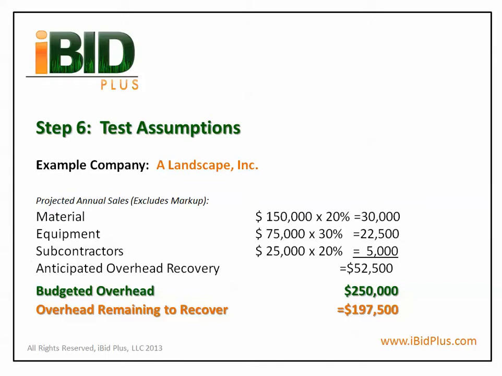Remember, we selected 20% as an overhead recovery markup for material. Thus, by calculating $150,000 times 20%, we arrive at $30,000. We do this for similar items. Thus, the anticipated overhead recovery is $52,500 using these percentages.